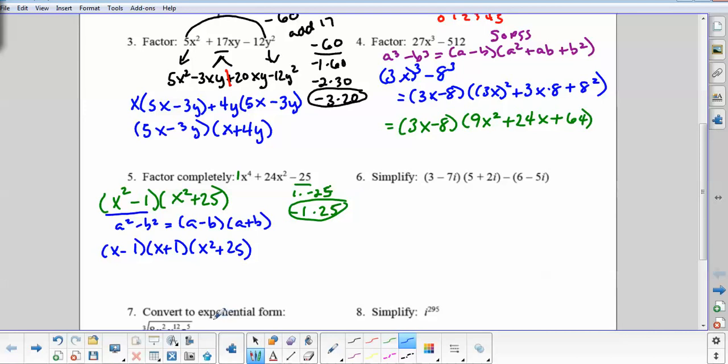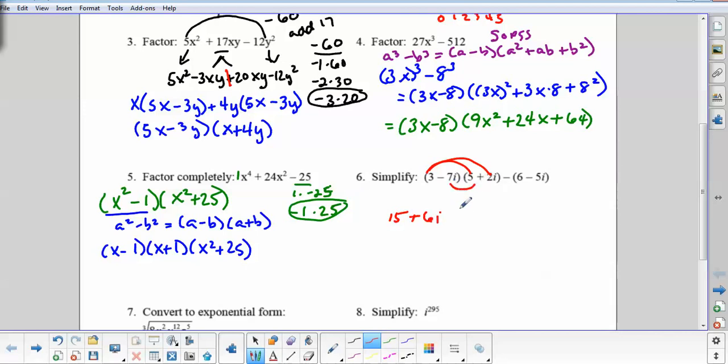Alright, and now we have some complex numbers that we need to combine. These two are being multiplied, and then this one is being subtracted. So for multiplying, you need to use FOIL. You're going to do first, outer. So that gives me 15 plus 6i.